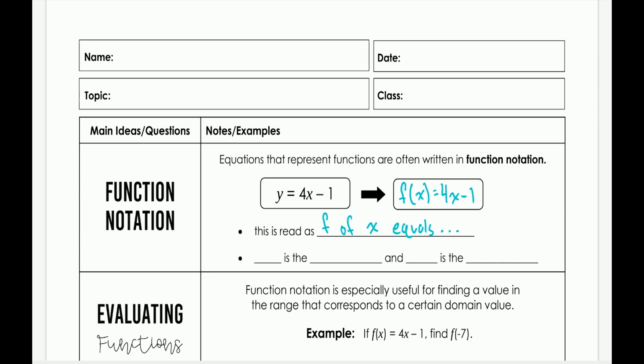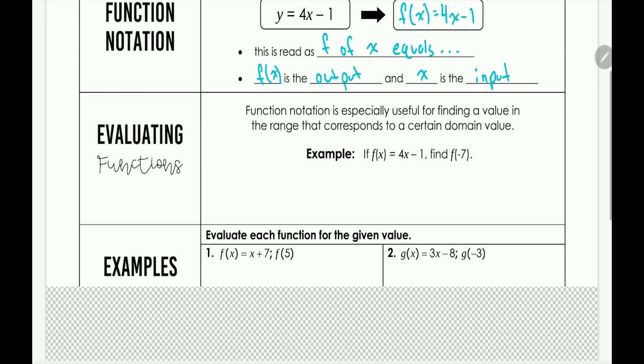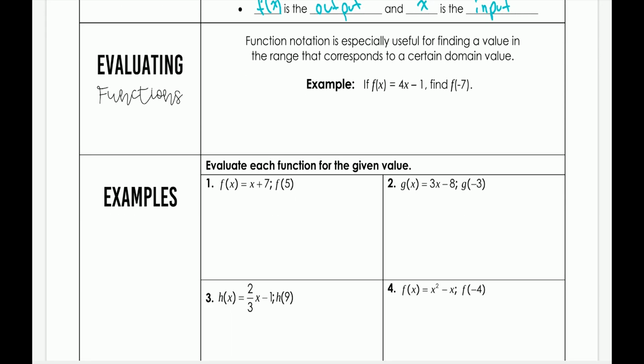The same thing applies whenever we're talking about the input and output. f of x is the output of the function, and x is still the input. Function notation is really useful in finding a value that's in the range. Remember that before, we focused on finding the domain and range of functions, but now we're trying to find the range value that correlates to a certain domain value.